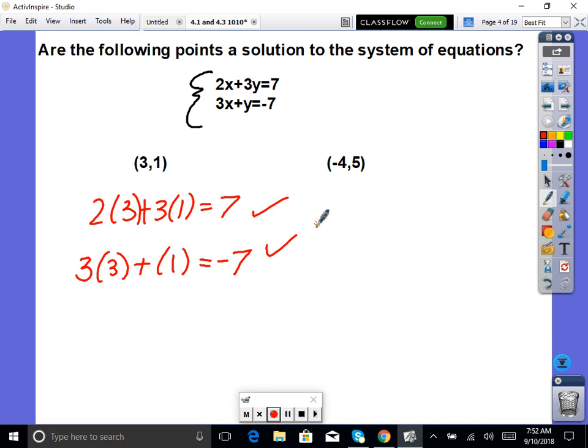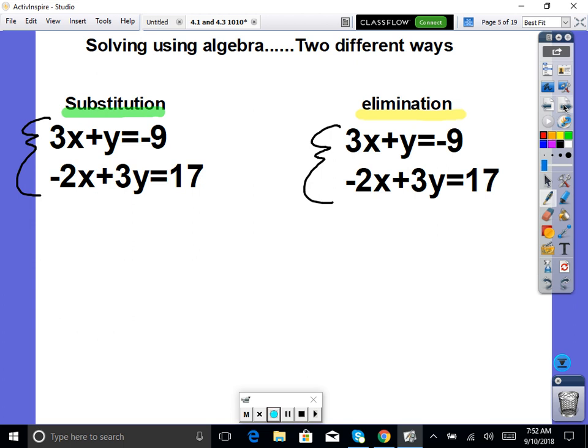Do I need to keep going? Do I need to calculate it, or do you get the picture? Okay, I don't want to waste your time. I'd rather give you homework time. So you plug it in, and if it works, it is a solution. If not, you say no. Okay, it's got to work in both.